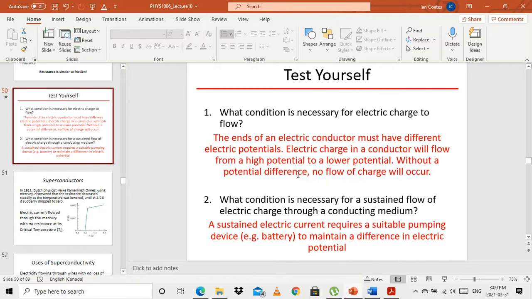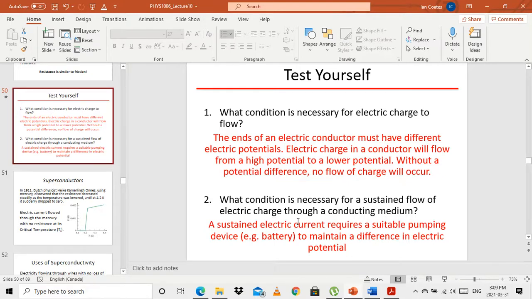The water at the top of a waterfall has much more energy in it, capable of doing more, than water at the bottom of the waterfall. So without this potential difference, the water will not flow. And in this case, no flow of charge will occur. That's just this one right here.